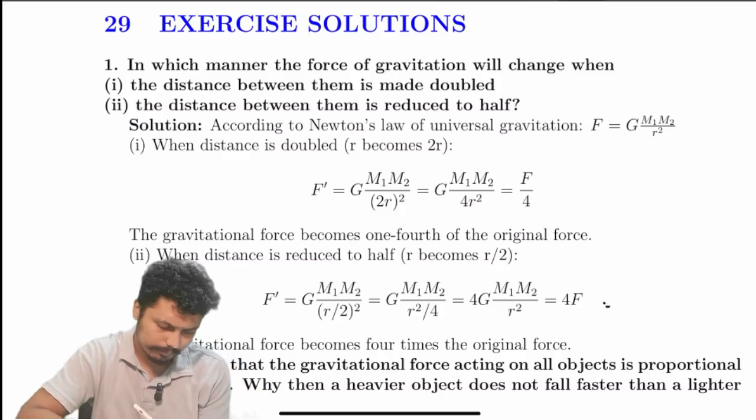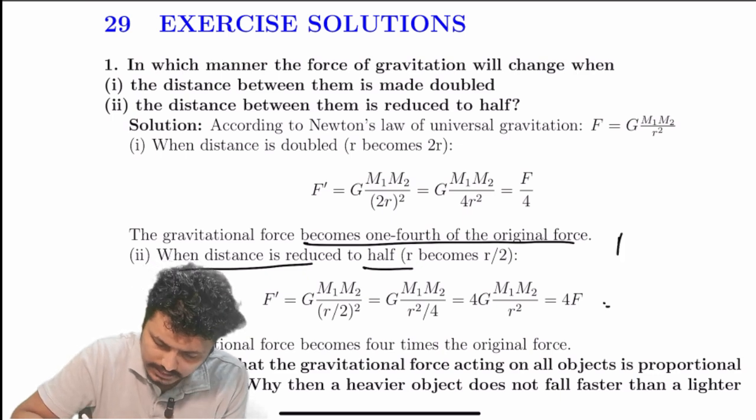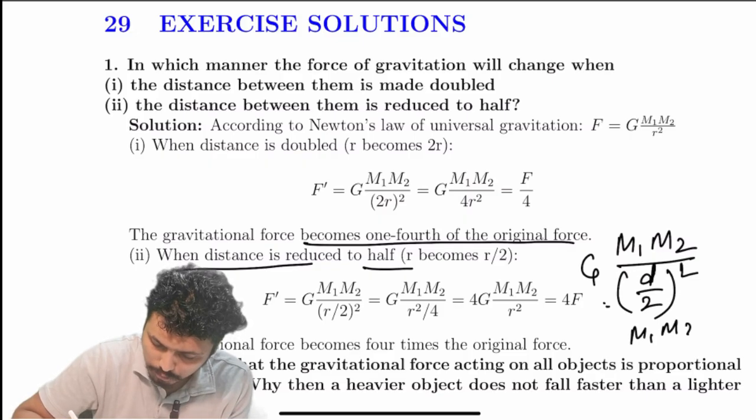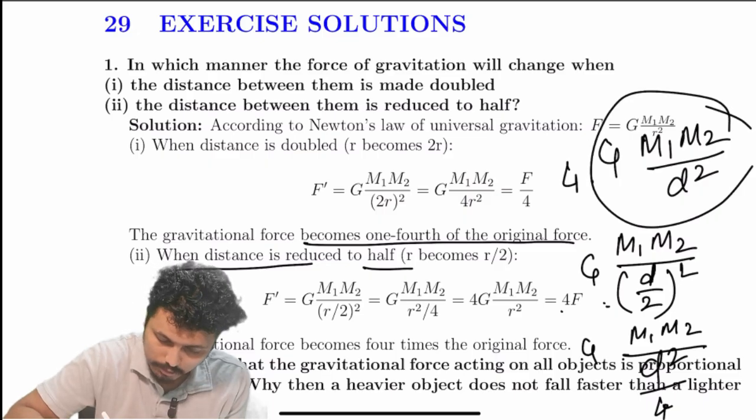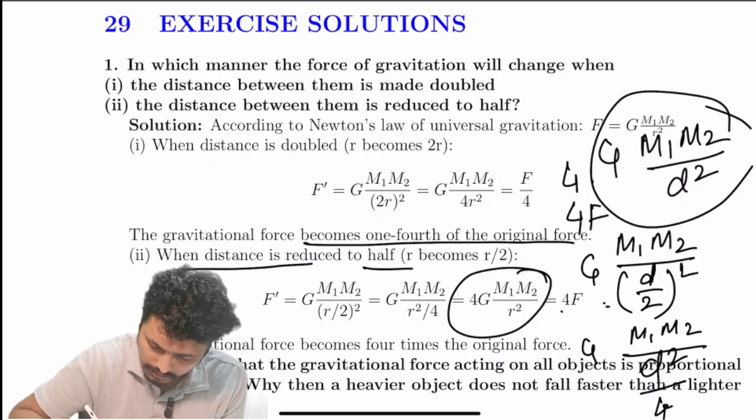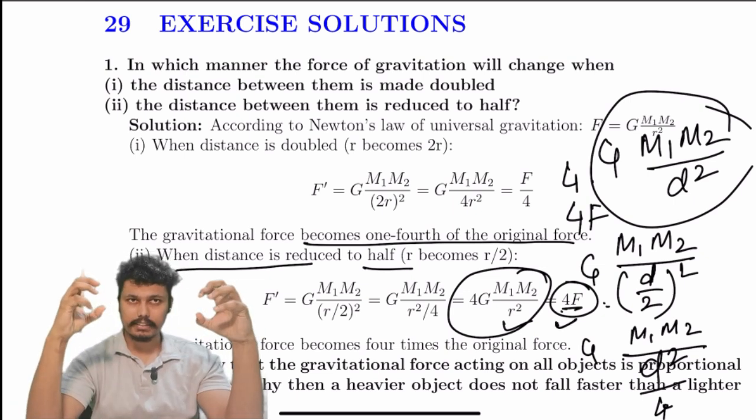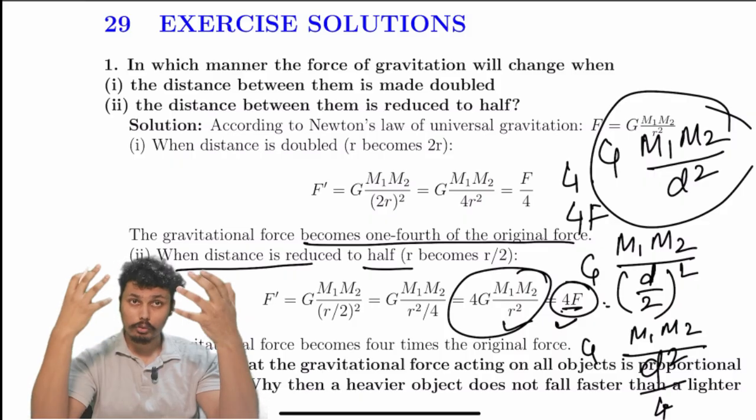Now what will happen if I bring the objects closer? When the distance is reduced to half, the distance is d by 2, whole square. So G m1 m2 divided by d square, and the 4 will go up: 4 G m1 m2 by r square, which is 4F. So if I reduce the distance by half, the force will be 4 times. Distance is just half, but force will be 4 times.